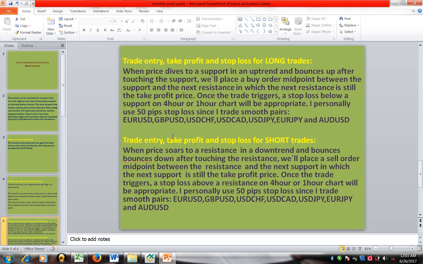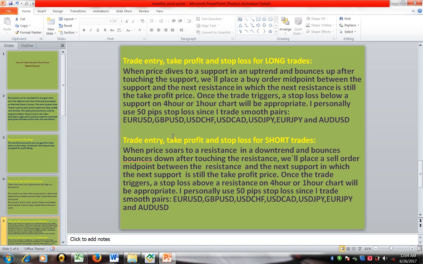When price now rises to that resistance and bounces down after touching the resistance, we will place a sell order at the midpoint between the resistance and the next support, and then we will make that next support our take profit price. So we want to ride the trend, we want to trade in the direction of the trend. As the price is falling down, bouncing down from that resistance, that is in the same direction as the trend, then what we do is we try to join the trend at the middle of the journey, that's between the resistance and the support.